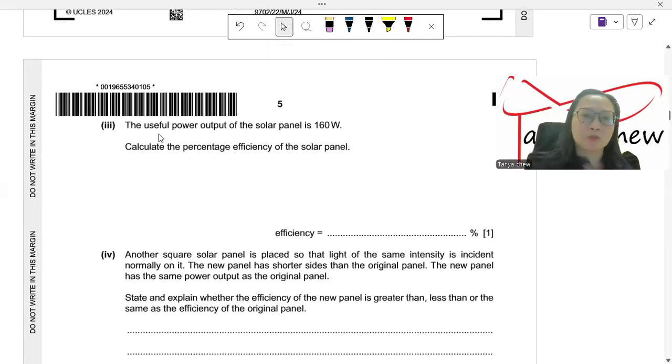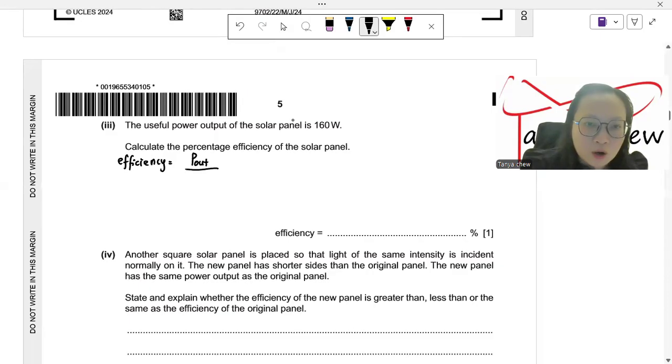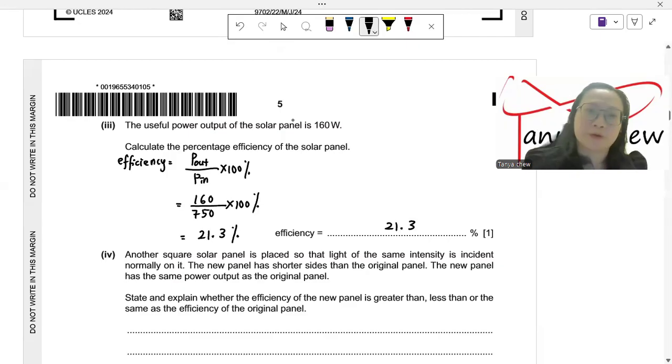The next one, the useful power output of the solar panel is 160 watt. Calculate the percentage efficiency of the solar panel. Now, efficiency, since the power is given, I'm going to use the useful output power divided by input power times 100%. So the output power is given as 160 watt. Input power is 750. Just times with the 100%, and this gives you your 1 mark. So 21.3%, which is quite low. 21.3% is the answer.